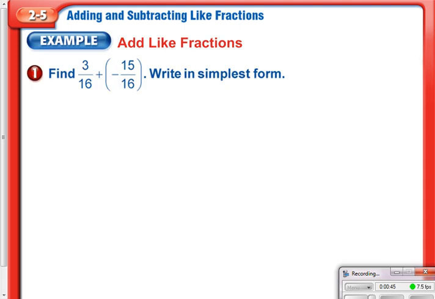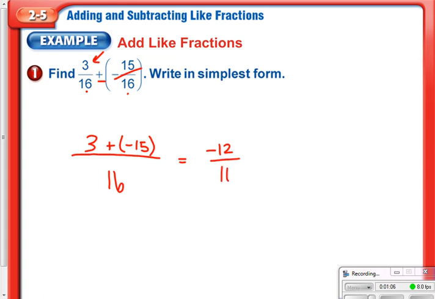Personally, I think it's easiest to go ahead and just make it all over the denominator. We see that both of them are like, so this is all over 16. I see I have a positive 3 plus a negative 15. So I'm going to say plus negative 15. And I can write it this way because my denominator is already the same. And I would get negative 12 over 16. Go ahead and reduce. I know that it's divisible by 4, my numerator and denominator, and I get a negative 3/4 as my answer.